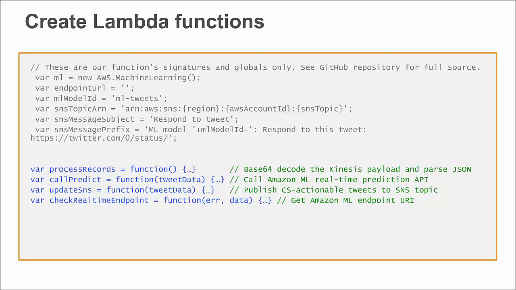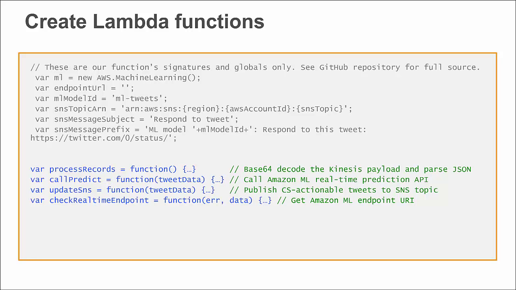We have a function called processRecords, which simply takes the Kinesis payload and base64 decodes it, and then parses out the JSON format. We have a function called callPredict, which actually calls out Amazon's machine learning real-time prediction API to obtain prediction. We have a function called updateSNS that publishes customer service actionable tweets, those that have been predicted as positive, to the SNS topic. And then finally, we have a function called checkRealtimeEndpoint, and this function connects to Amazon machine learning and discovers what is the URI for our real-time machine learning endpoint that is used by the callPredict function here.